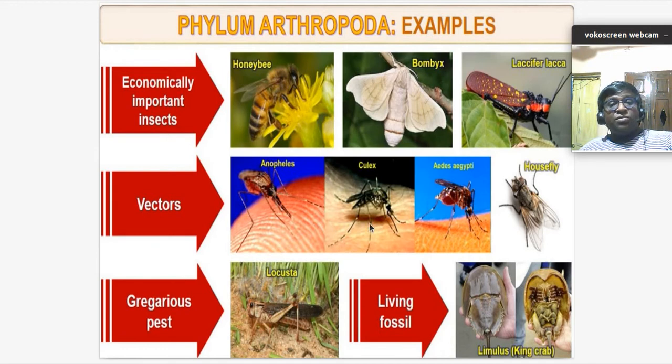So these are vectors. They don't cause disease, but when they bite an infected person, and in turn when they bite a healthy person, they transfer the disease. So they are like a transporting vehicle for the pathogens. So these are considered to be the vectors.